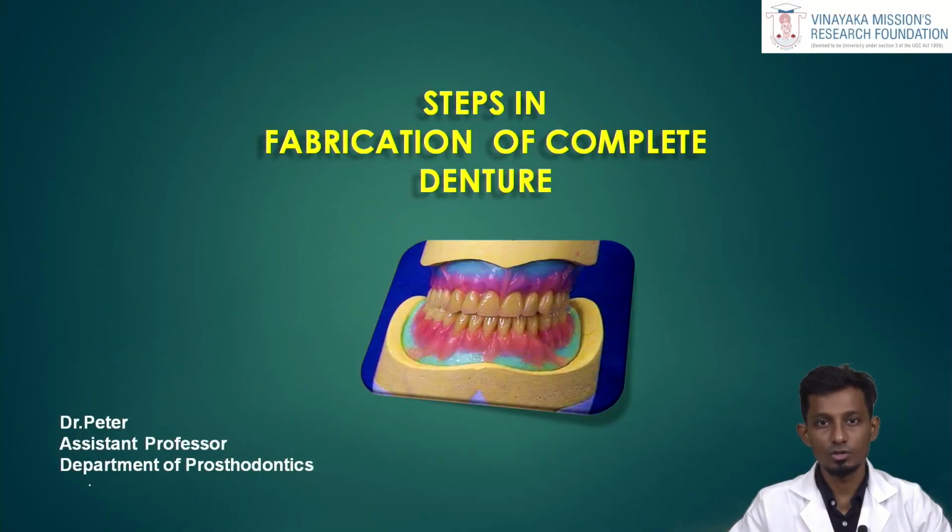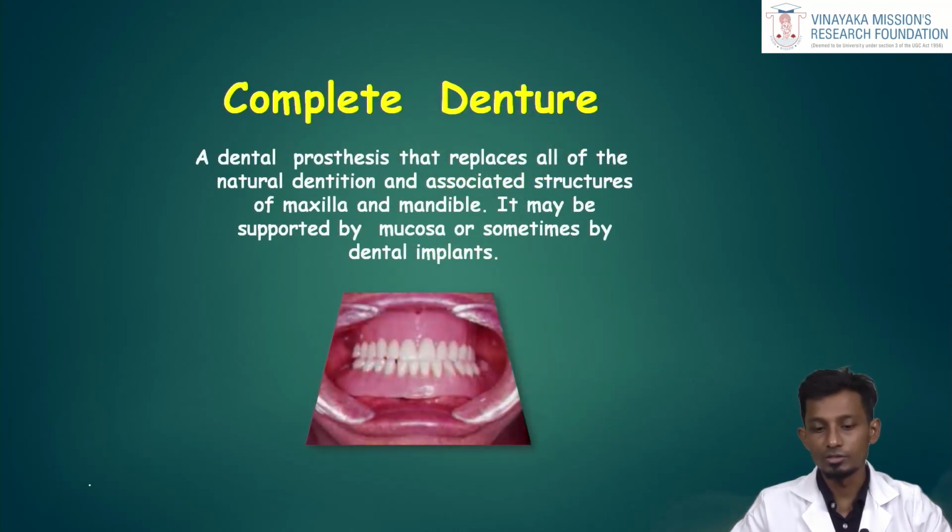Today we'll be seeing a topic on the steps in fabrication of complete denture. So what is a complete denture? A complete denture is a dental prosthesis that replaces all of the natural dentition and associated structures of maxilla and mandible. It may be supported by mucosa or sometimes by dental implants.